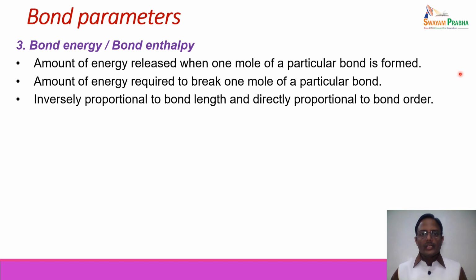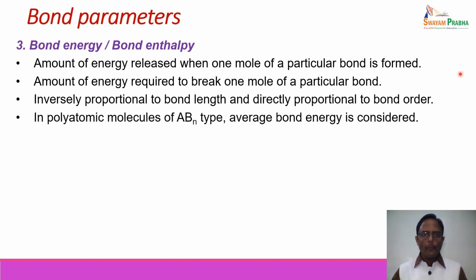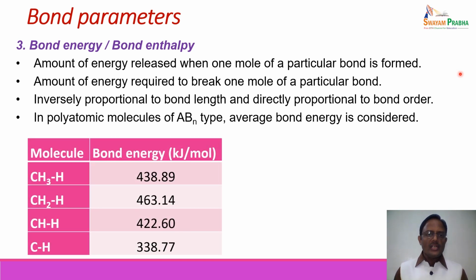With increase in bond length, the bond energy goes on decreasing, but with increase in bond order, it goes on increasing. In polyatomic molecules of AB_n type, the average bond energy is to be considered. This is an interesting part. Even if you take an example of the CH4 molecule, even if all the 4 bonds are C-H bonds, the bond energies of all the 4 bonds are not equal.